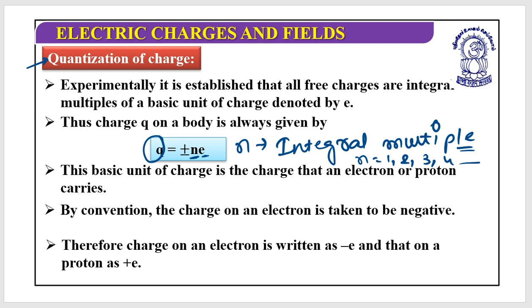This basic unit of charge is the charge that an electron or proton can carry, which is e. By convention, the charge of an electron is taken as negative, and by convention, the charge of a proton is taken as positive. So quantization of charge is Q equals plus or minus n e, where n is an integral multiple, n could be 1, 2, 3, 4, and onwards.